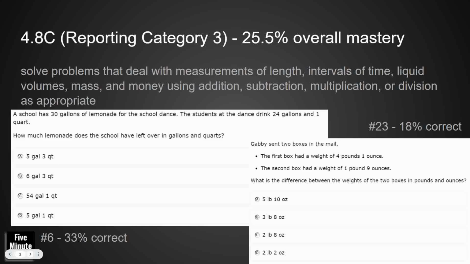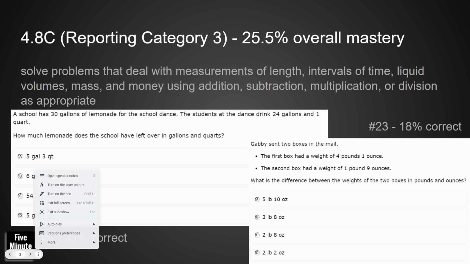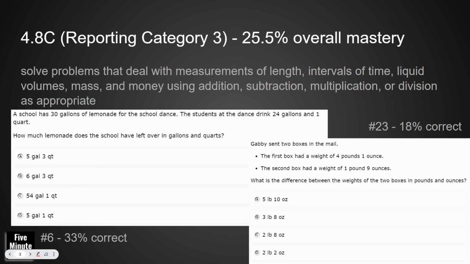So let's start with the worst readiness standard on this last test. This was 4.8C, solving problems that involved length, time, volume, mass, money, just solving measurement problems. And you see that in both of these situations, take a look at number 6 and number 23. What we had to do here is some unit conversions.